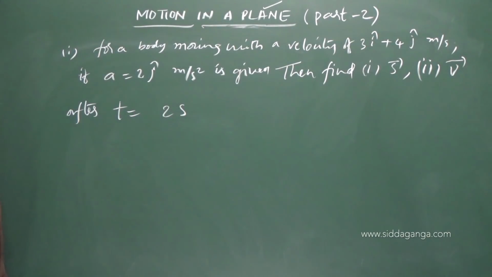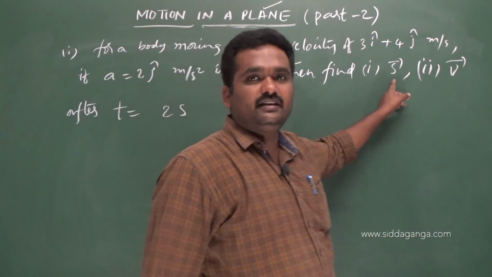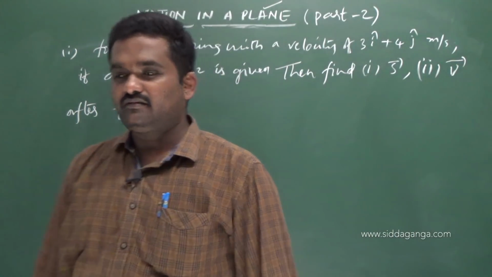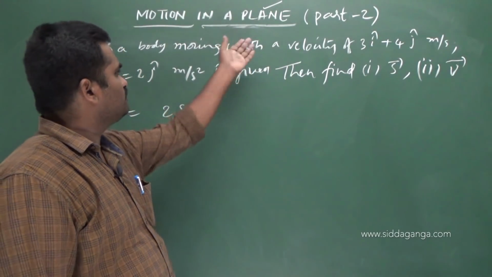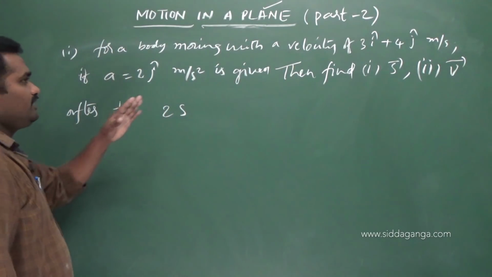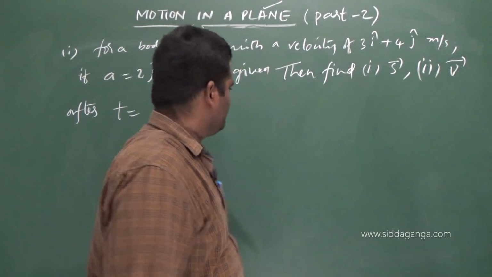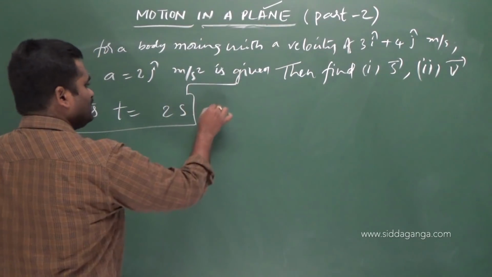After t equals 2 seconds, I am supposed to find the displacement and velocity. So how do you solve it? Now you will come to know the use of the equations which we have written there. What are they given? Initially moving with a velocity of 3i plus 4j means this is the initial velocity they have given. This is the question they have asked.